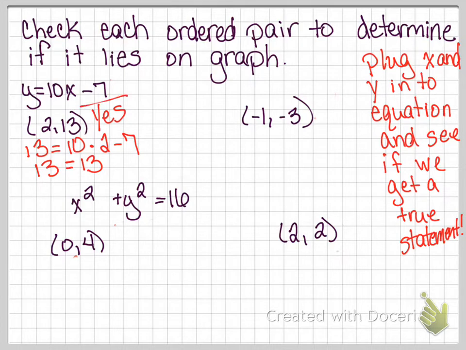Now I'm going to do the same thing with -1 and -3. I'm going to have -3, because that's my y value, equals 10 times -1 minus 7. Okay? What is 10 times -1?